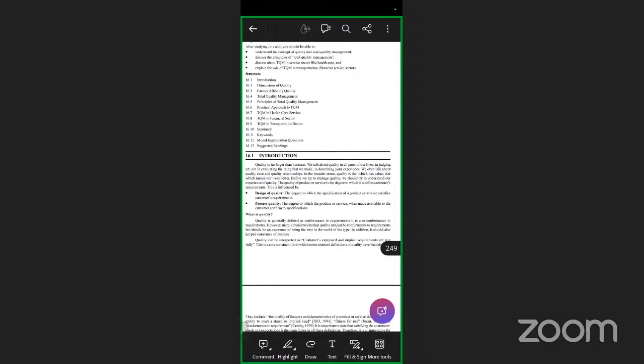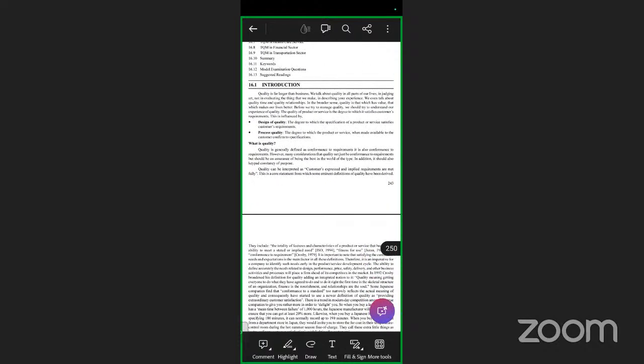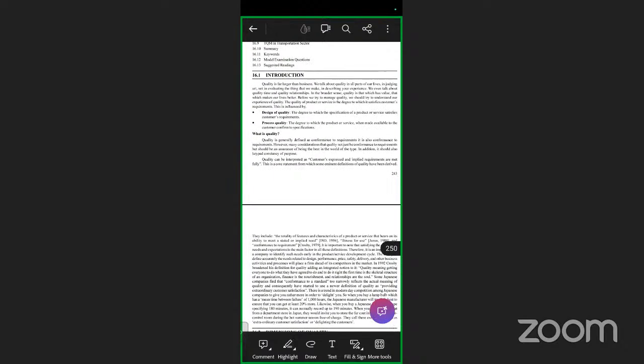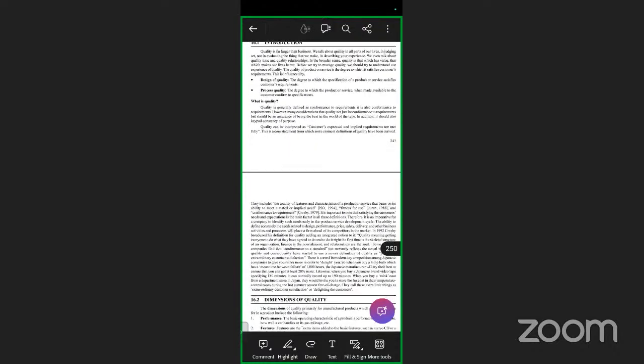Okay, quality. So here, quality for larger business and quality parts of our lives, and judging that not only, but evaluating the things beside the experience. So we can talk about quality time and quality relationship. You know that already. So the design of quality: we can design the quality and the process of quality.